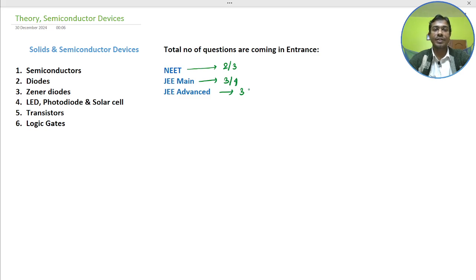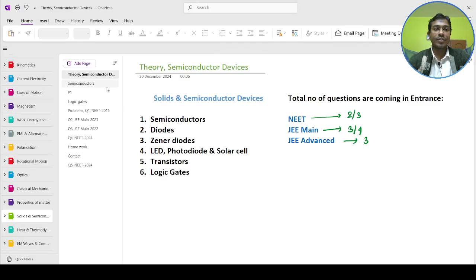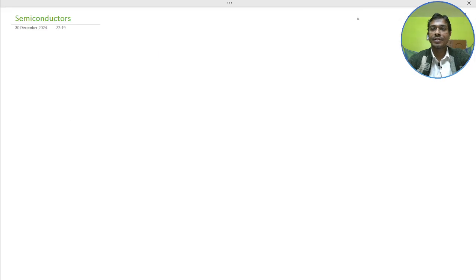And I confess one thing: from your exam point of view, today we will not discuss the theory elaborately. We will just cover the chapter summary in a nutshell and do problems from NEET, JEE Main and Advanced, and after we get time we will cover the theory elaborately. So let's get started. First, in the semiconductors, I will draw a line for better clarification.